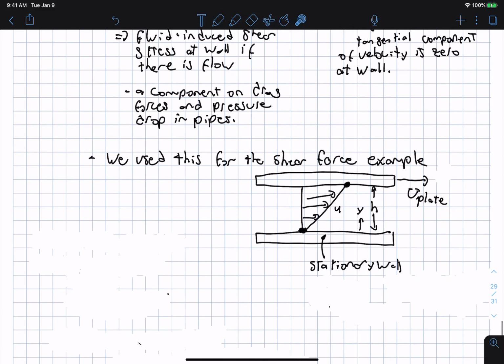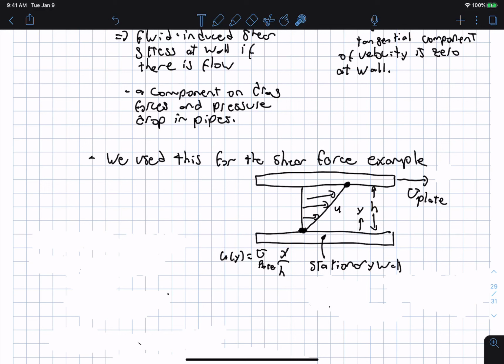Okay, and we basically just stated that there was a linear velocity connecting the top plate to the bottom plate, and that the velocity of the fluid was 0 at the bottom plate and equal to U plate at the top plate. And so we had that U as a function of y equals cap U of the plate times y over h, where y is going up and h is the gap width.